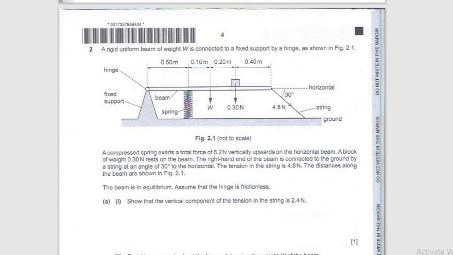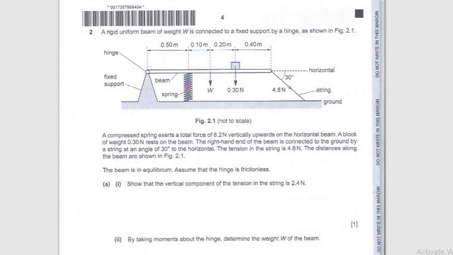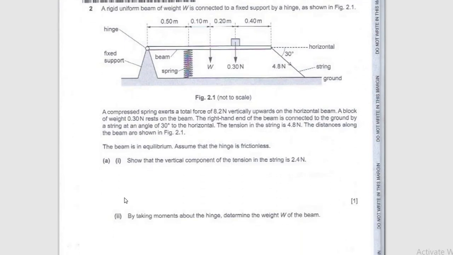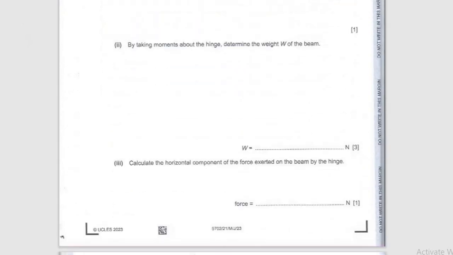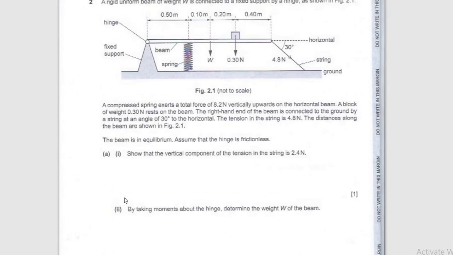Now, question number 2 is a question on moment. A rigid uniform beam, weight W, is connected to a fixed support by a hinge, as shown below. Now, from the diagram, you can see a hinge. So, the first question, after reading all the question, let me point it out.